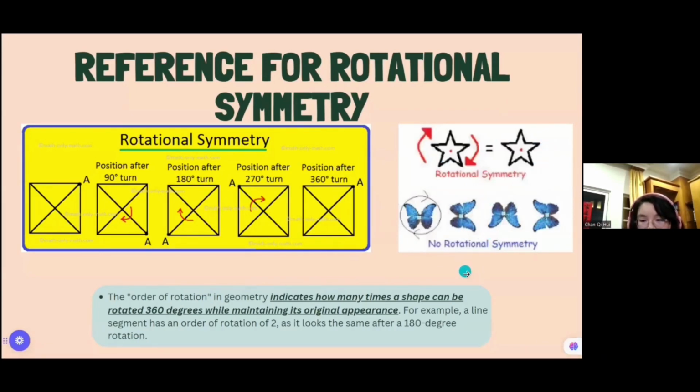And for the butterfly, after it turns 90 degrees, it doesn't look identical to the first image. So with another turn of 90 degrees and another one, therefore, it has no rotational symmetry.